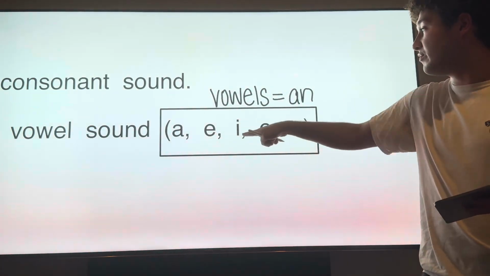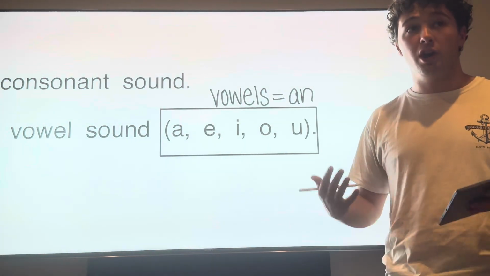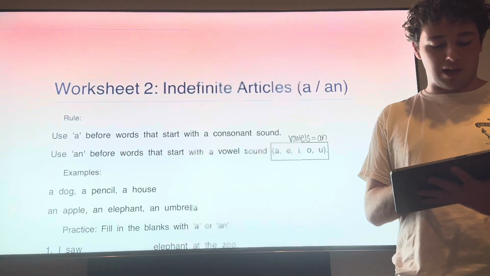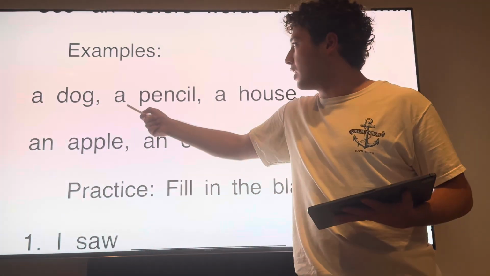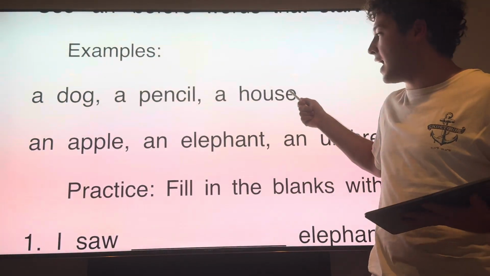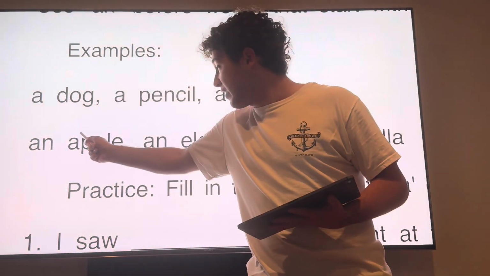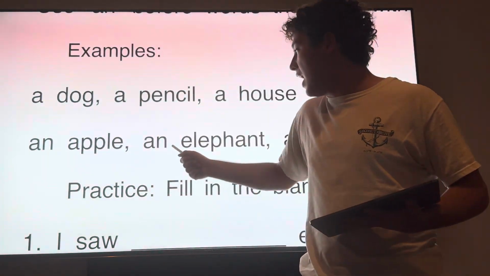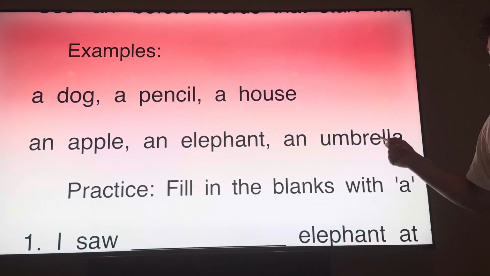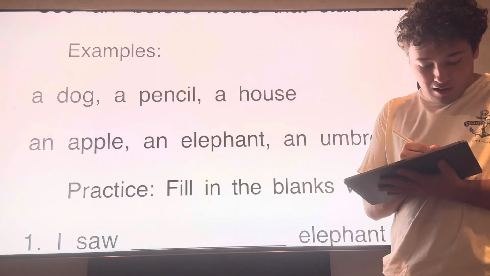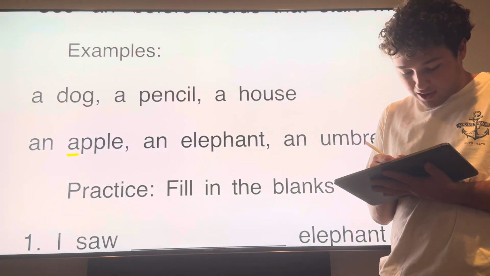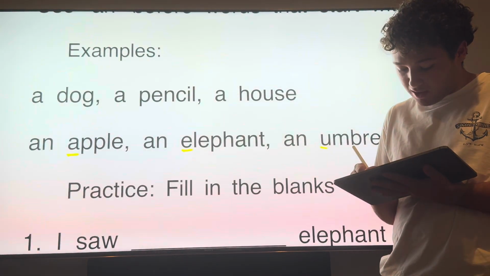So, if you have one of these letters at the start of the word, you use an. Let's look at a few examples. Over here we have a dog, a pencil, a house. But here, with vowels, we have an apple, an elephant, an umbrella. Right? So if we have these vowels as the first letter, we put the an.